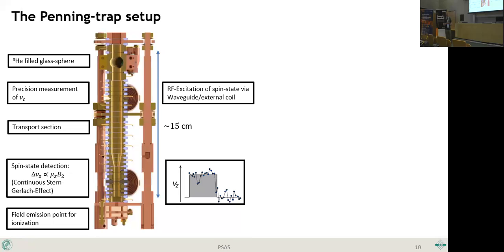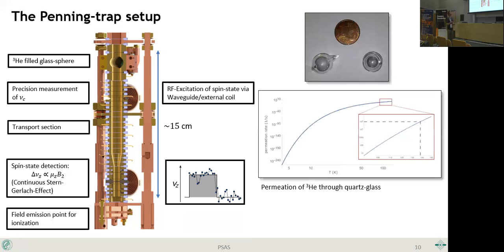Okay. Now a close up to our Penning trap setup. As I showed you before, we have this precision trap here, an analysis trap. This is separated. But now let's go through how we produce our ions. For producing the 3 helium inside this trap, we use a 3 helium filled glass sphere. So helium, as it is the smallest atom, diffuses basically through anything. And you can use that.